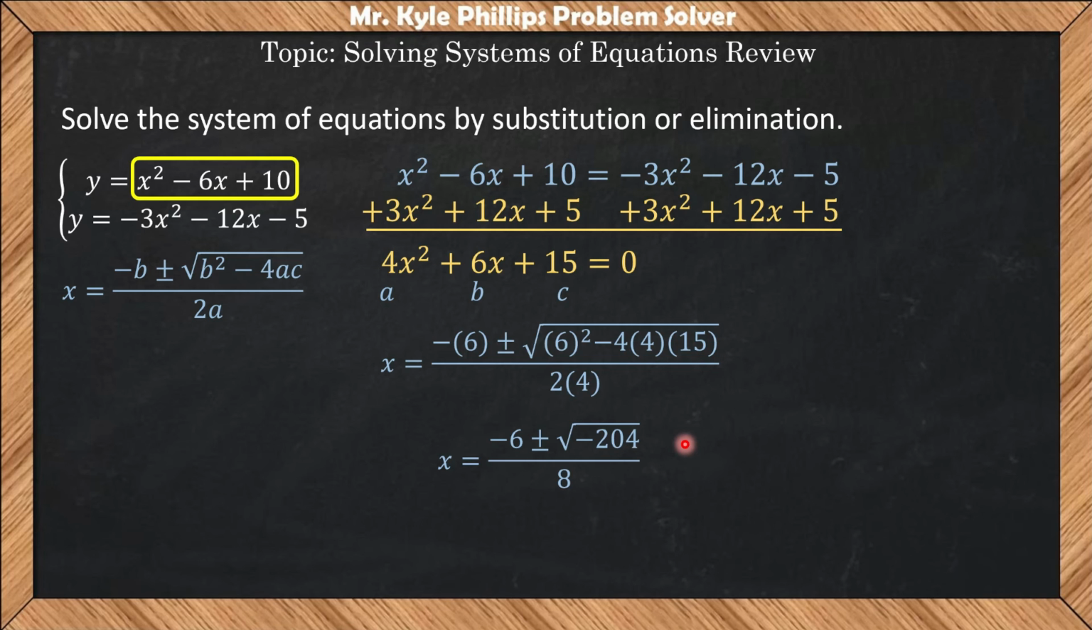Now already we ought to see something that's kind of throwing us off here, and that's this negative. Remember, anytime you're taking the square root of a negative number, you're going to have imaginary solutions. So here, since I have imaginary solutions, that means that these two graphs cannot intersect. So with this particular example, we have no solutions.